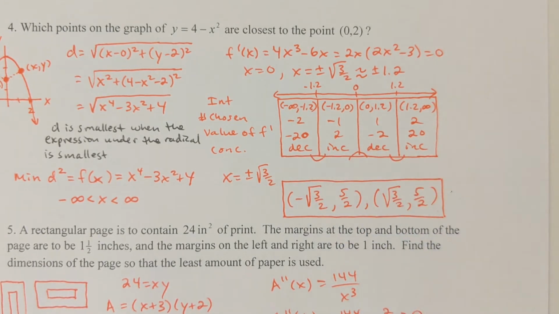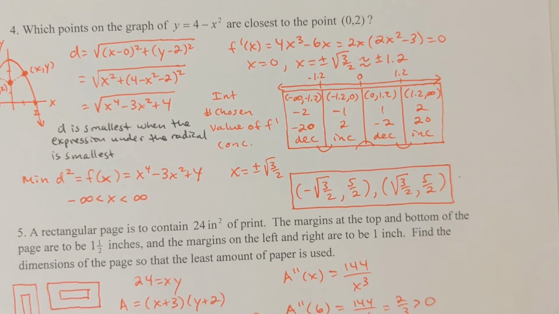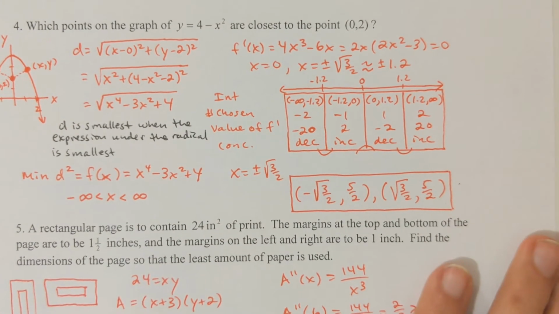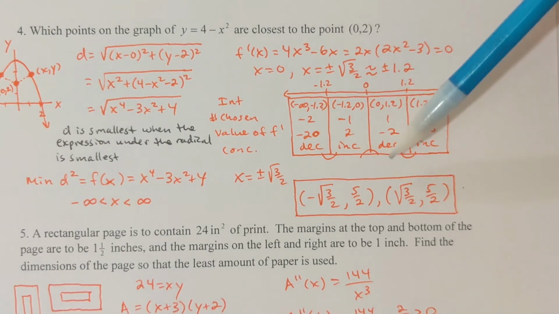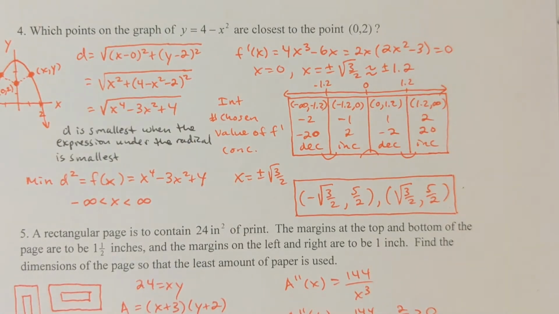So that means that I'm going to have local mins, 2 of them. Okay, and I care about the min points, right? Not a max point. So let's see here. The distance is going to be as small as it can possibly be when x is root 3 over 2 and negative root 3 over 2. Okay, and here'd be the proof of that.